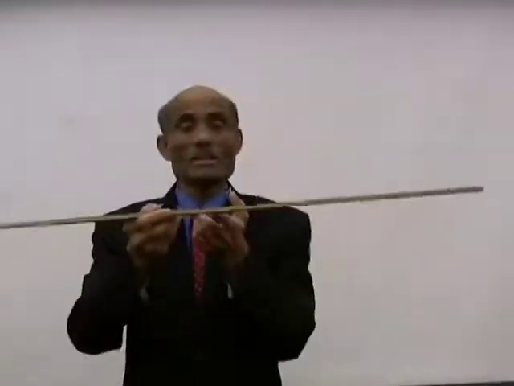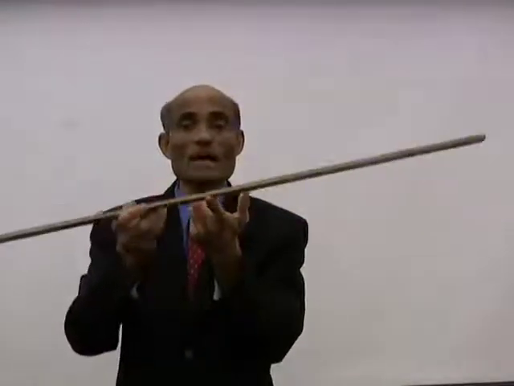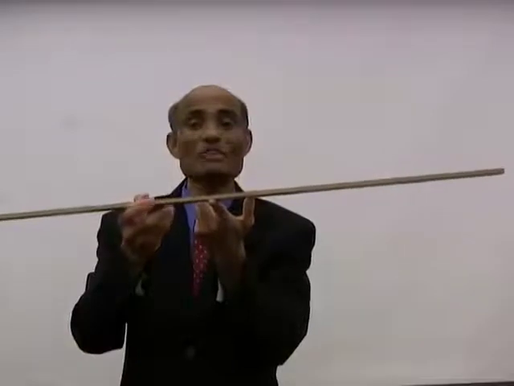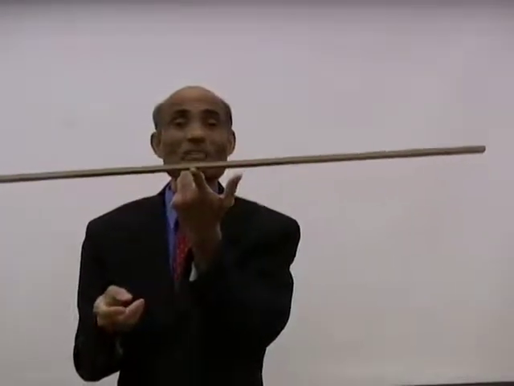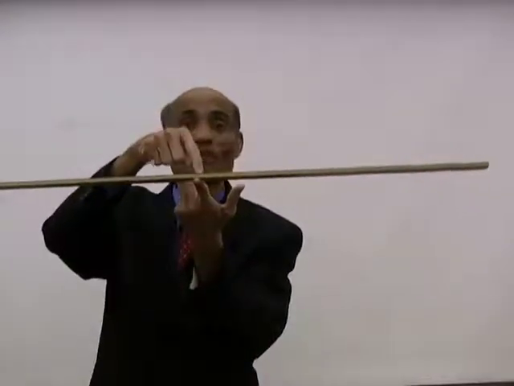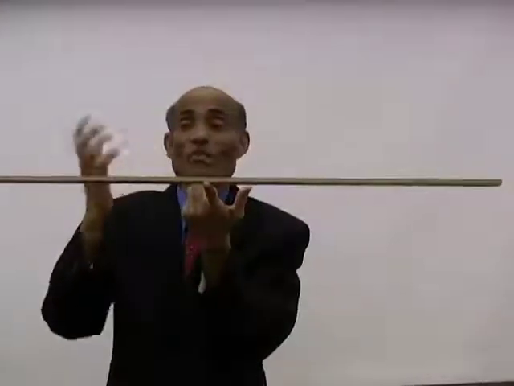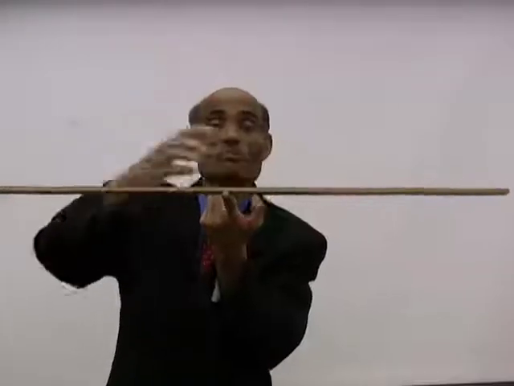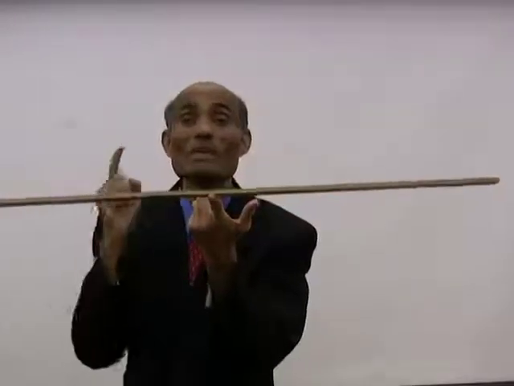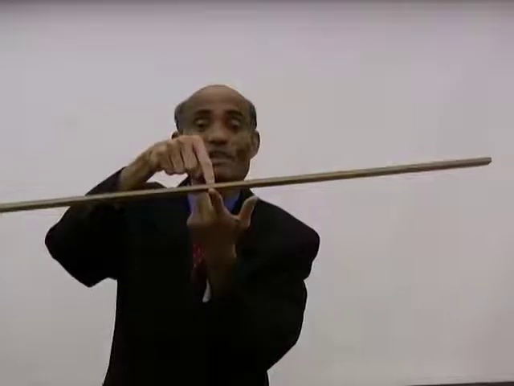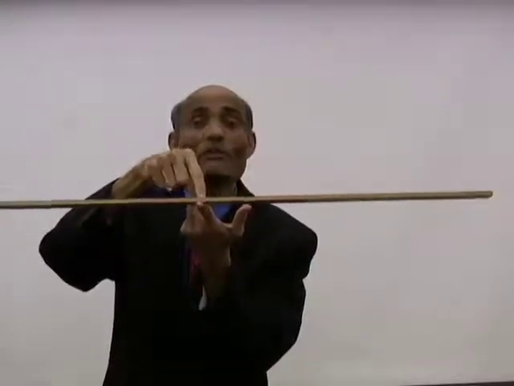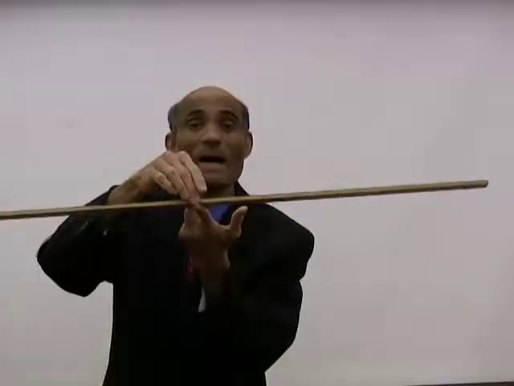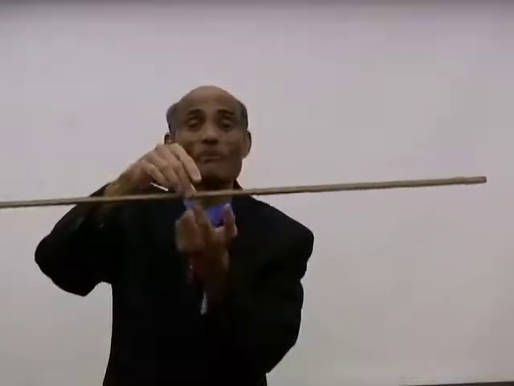Now, how do I detect the center of mass? If I have a meter rule, I can detect the center of mass by actually trying to find the balance point. Look at that. The meter rule is actually balancing at this point, which means the whole mass of this meter rule may be considered to be concentrated at this point. And this point, therefore, is called the center of mass of this meter rule.